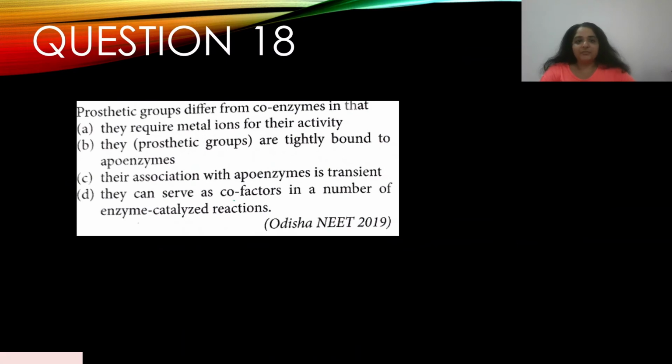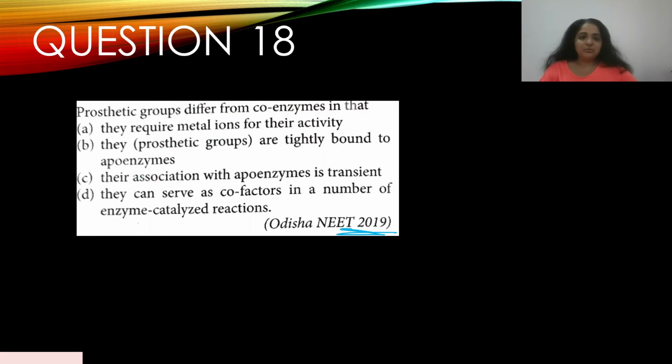Question number 18. Prosthetic groups differ from coenzymes in that, this appeared in NEET 2019. Again, a similar question. Like I said, this topic is very, very important. You need to understand the difference between prosthetic group and coenzymes. A, they require metal ions for their activity. B, prosthetic groups are tightly bound to apoenzymes. C, their association with apoenzymes is transient. D, they can serve as cofactors in a number of enzyme catalyzed reactions.